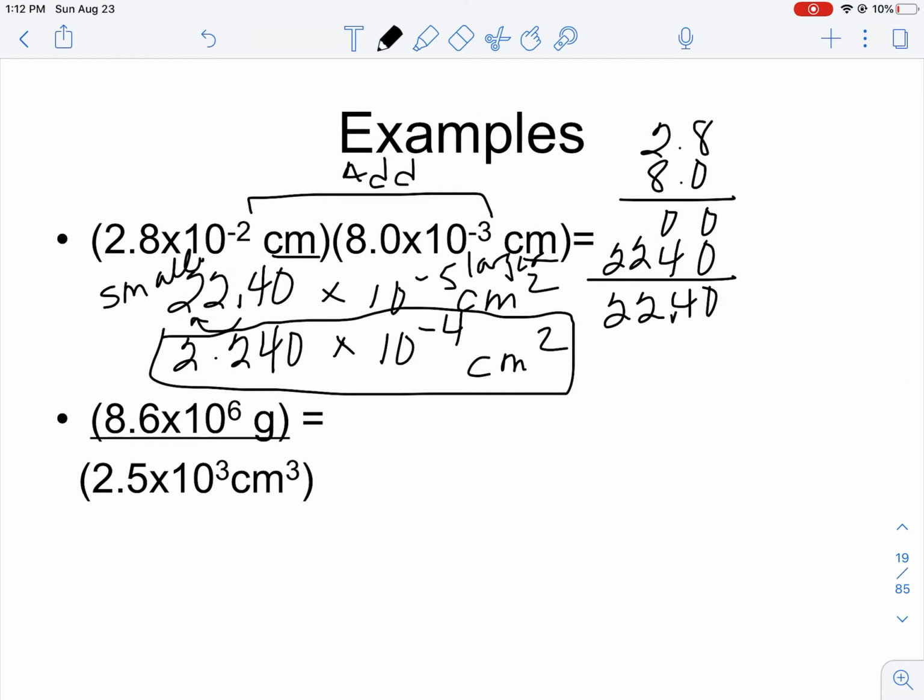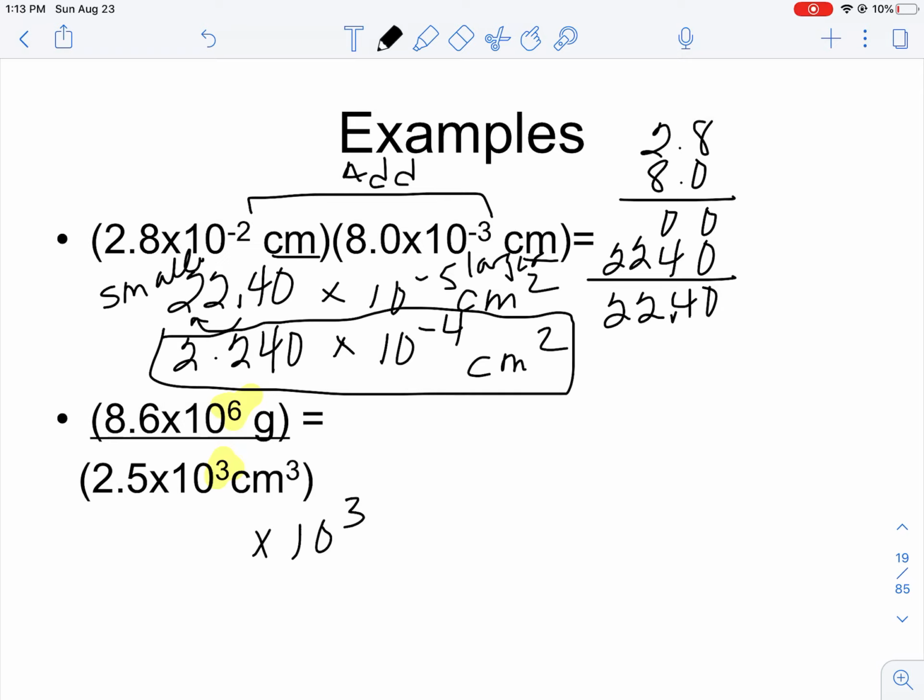Okay, so simply plug it into your calculator, but I think you should be able to solve those by hand too, in case the need ever arises. All right, so this is a division. We could do the same thing, but in this case, we are going to subtract our exponents, right? So 6 minus 3, these are our exponents. 6 minus 3 is 10 to the third. So here's our times 10 to the third.